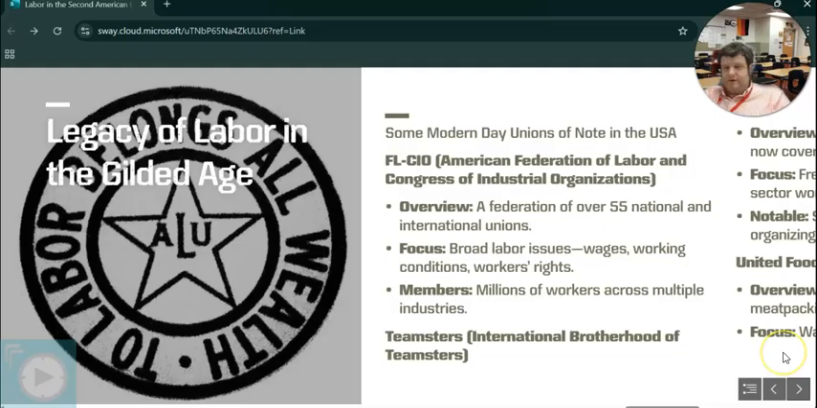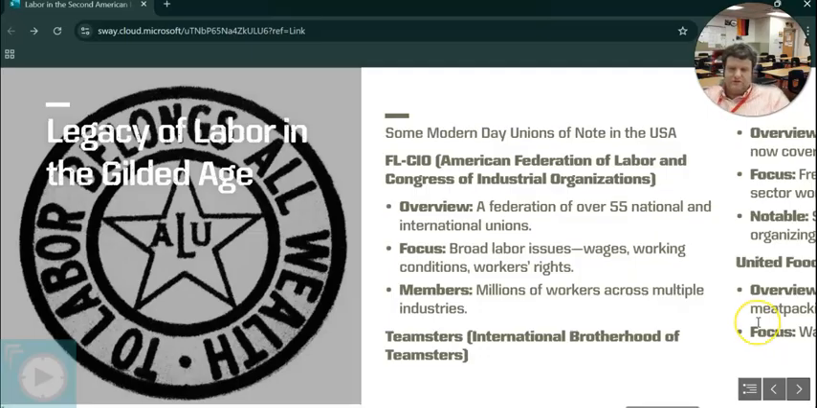There are still labor unions today throughout the United States covering a variety of industries. I won't go into too much detail about them because this is U.S. history too. We're studying the Industrial Revolution. But a few notable ones are the AFL-CIO, the American Federation of Labor and Congress of Industrial Organizations. That's a union with unions in it, like a wider organization.